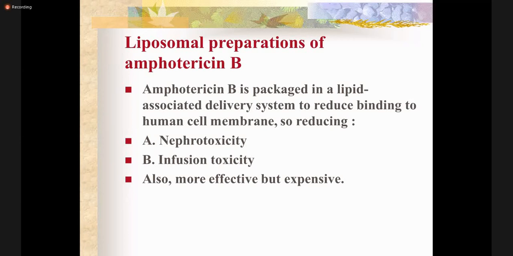So in order to avoid this phenomenon, in order to reduce this human toxicity, the liposomal preparation of amphotericin B is a way to reduce the harmful effects on human cells. So it reduces nephrotoxicity and infusion toxicity, and it is more effective but expensive. So the new formulation of Amphotericin-B is a liposomal formulation, which basically reduces the side effects of this drug.